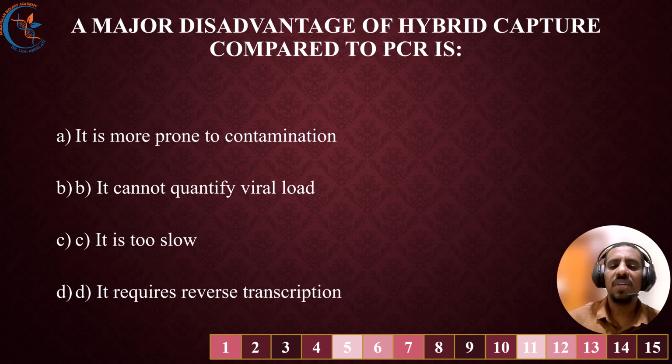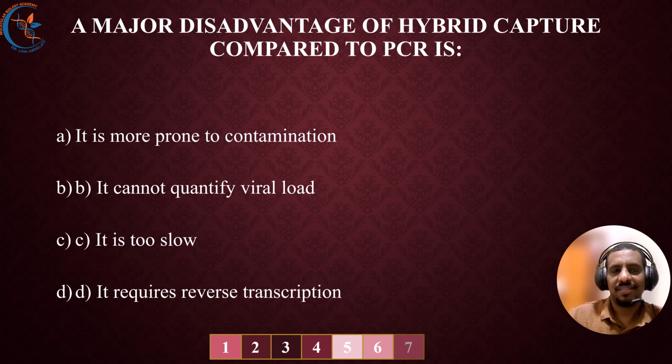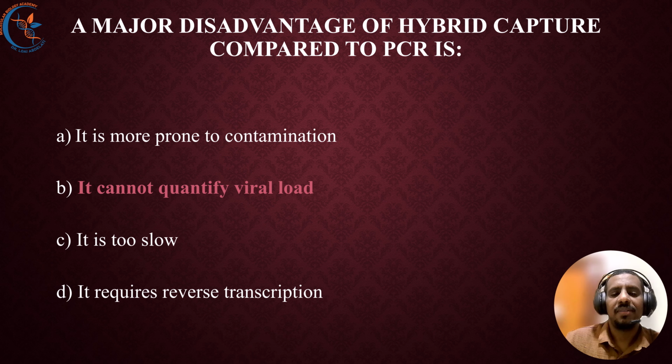Alright, the next question here. A major disadvantage of hybrid capture compared to PCR is: it cannot quantify viral load. Actually, hybrid capture only detects the presence of viral genetic material, but it doesn't provide quantitative result, unlike PCR.